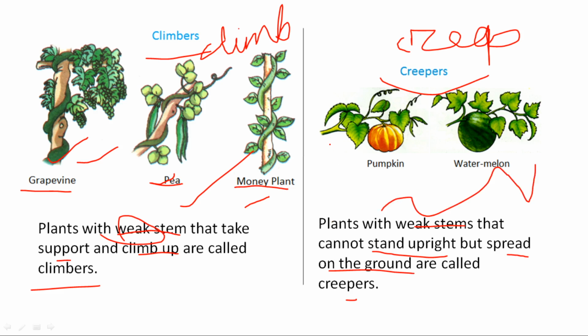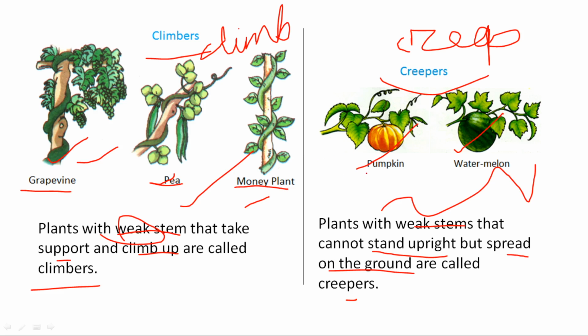For example, pumpkin and watermelon. Okay, pumpkin, kokharu, and watermelon, tarbuja. Okay, and others also you can see in your surrounding where vegetables are grown, there you can see the creepers. Many types of creepers also. Okay, so these always creep.